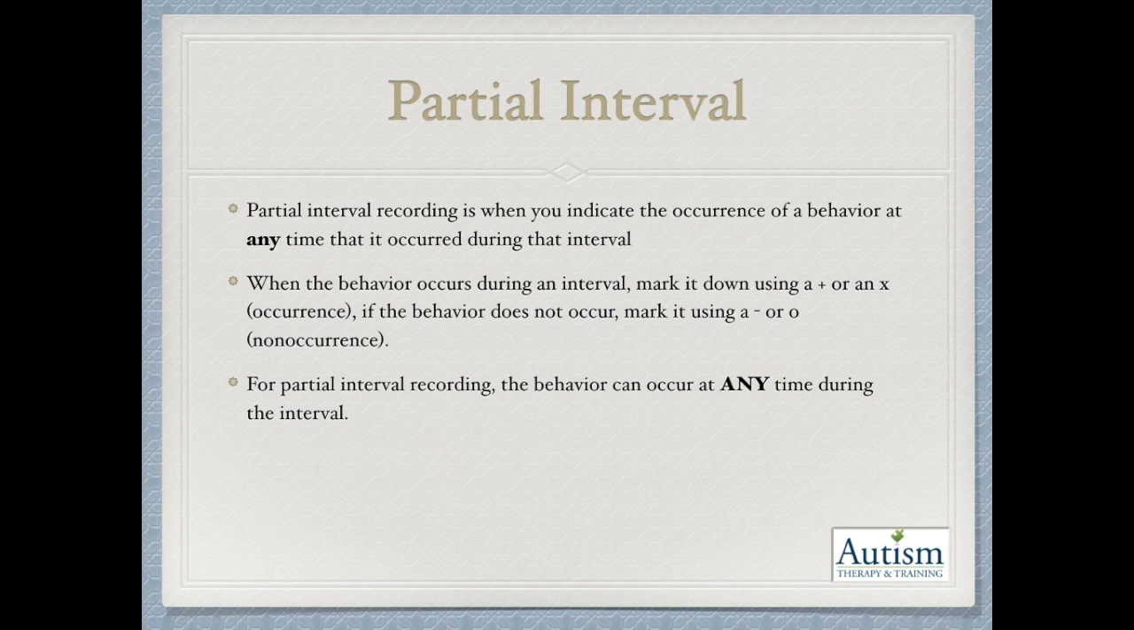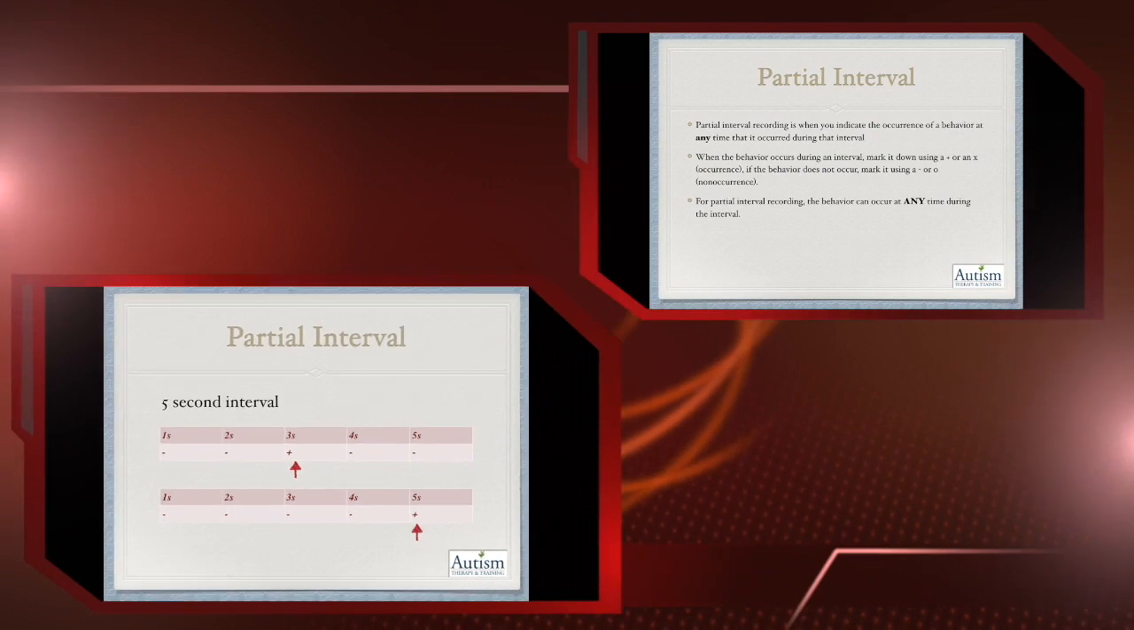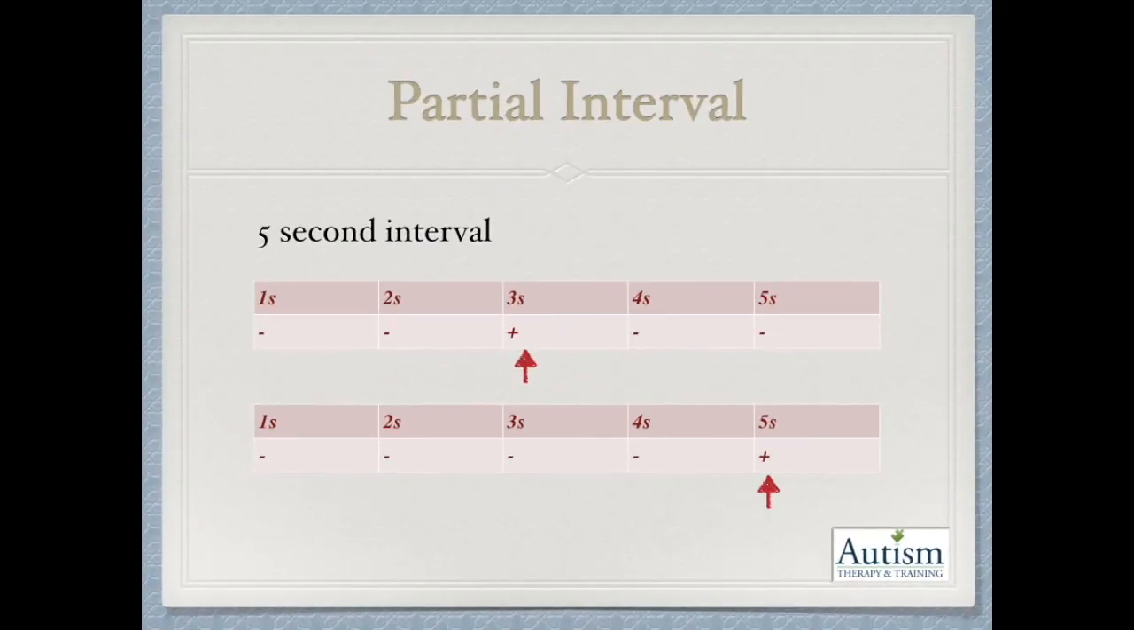For partial interval recording, the behavior can occur at any time during that interval. For example, if you were to observe a behavior during a 5-second interval and it occurred at the 3-second point in one interval and 5 seconds at the next interval, you would indicate that the behavior occurred even though it did not occur for the entire time.